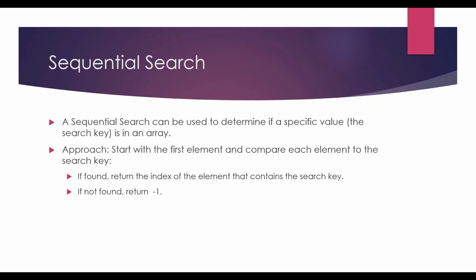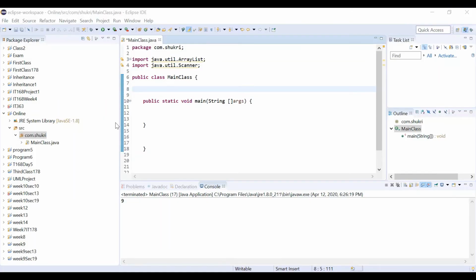Why are we returning -1? Because -1 is not an index. Our indices start from 0 up to the length -1. So if we return -1, that means we did not find the element in that array. So let's look at how we can implement this sequential search in Eclipse.